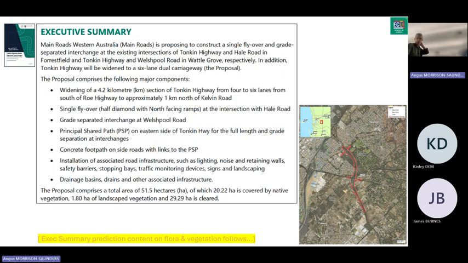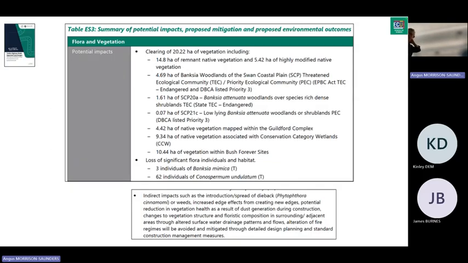So what are the impacts? I'm going to give you some summary prediction content from the executive summary. What they said was, and I'm just giving you the flora and vegetation. They also had predictions on groundwater and drainage, and impact predictions on fauna, and they also had predictions on social surroundings, aesthetics, noise and amenity and things like that. So I'm not going to give you the whole lot, it's too much. I'm just going to give you the flora and vegetation.